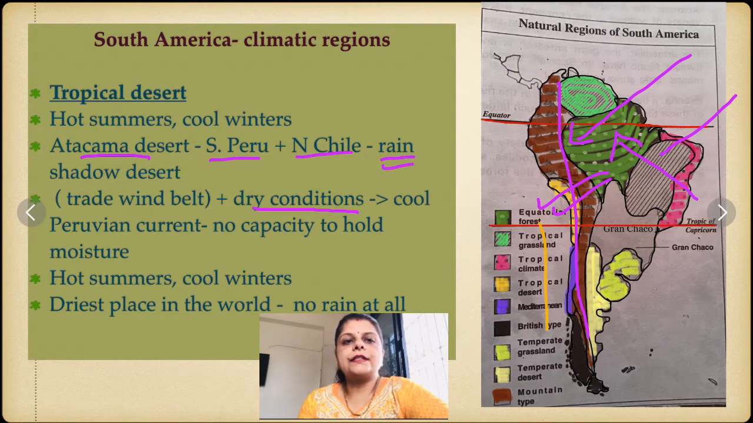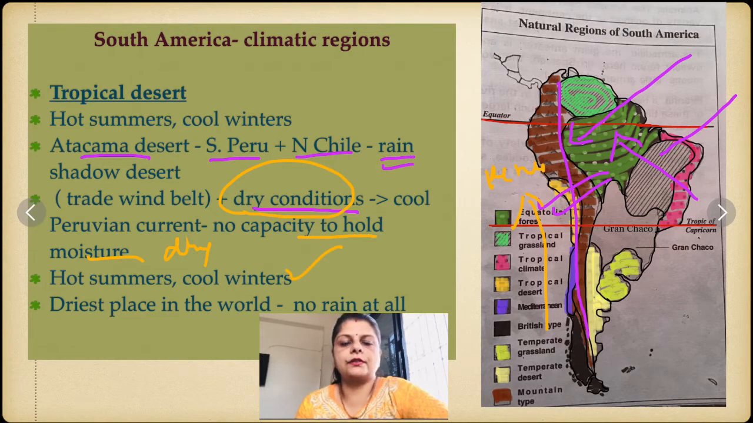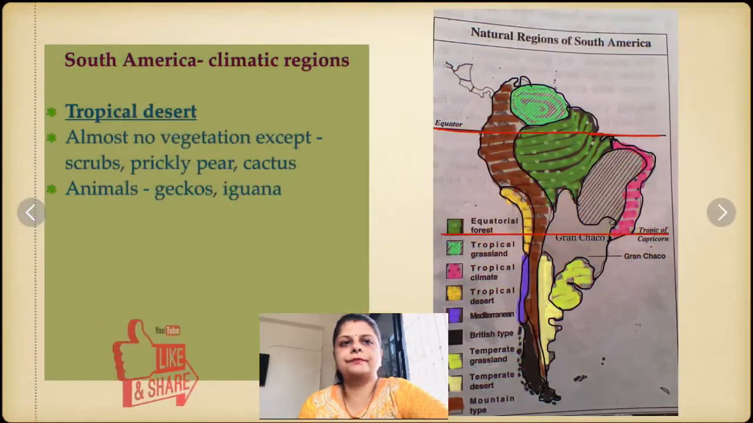And the second reason behind it is the cool Peruvian current which is passing along this margin. They don't have any capacity to hold moisture. So the winds are cooler and drier in this region. They bring no rainfall, turning this region into a desert. Summers are hot and winters are cool. Atacama Desert is the driest place in the world because it does not receive any rainfall at all.